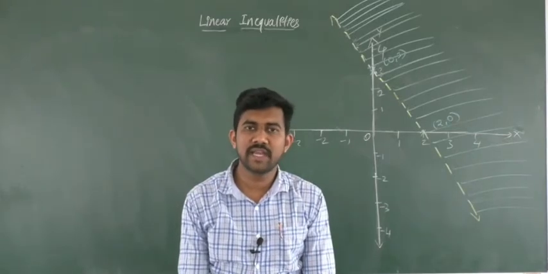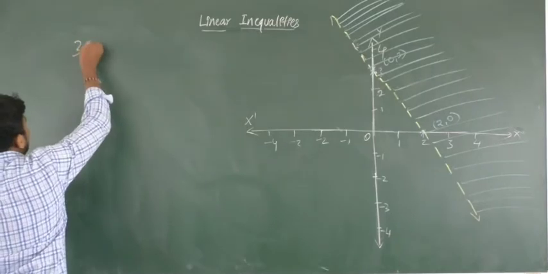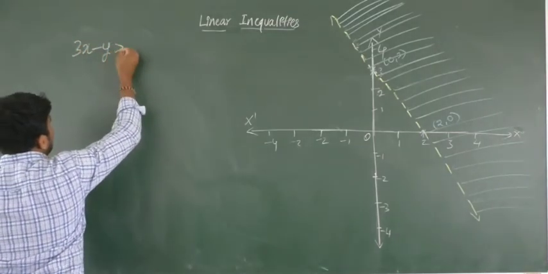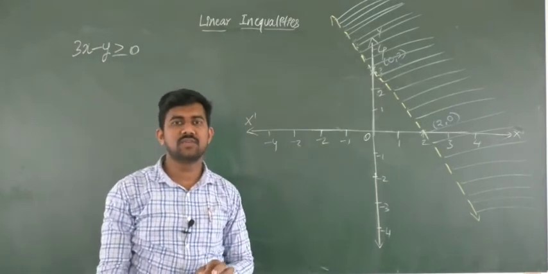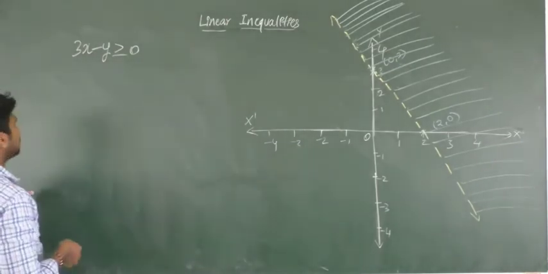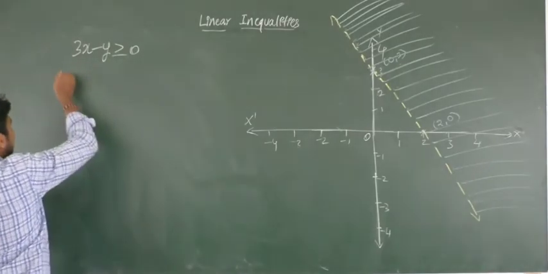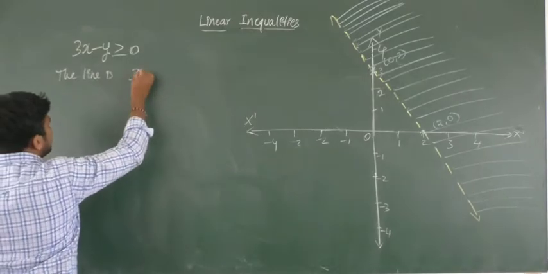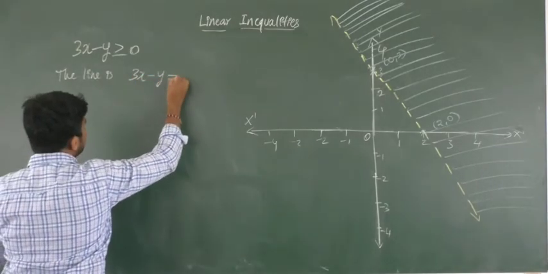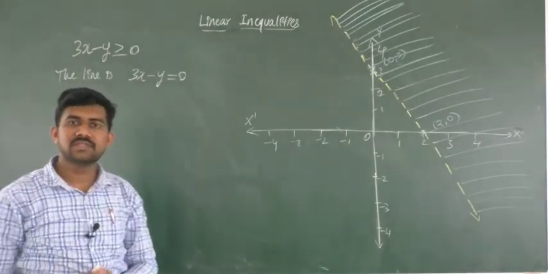3x minus y greater than or equal to 0. Okay, so can you do this? Again, see here how we'll get the line. The line is 3x minus y is equal to 0.